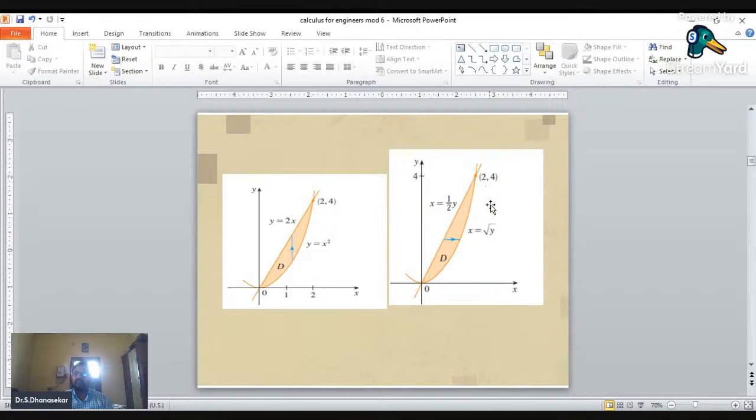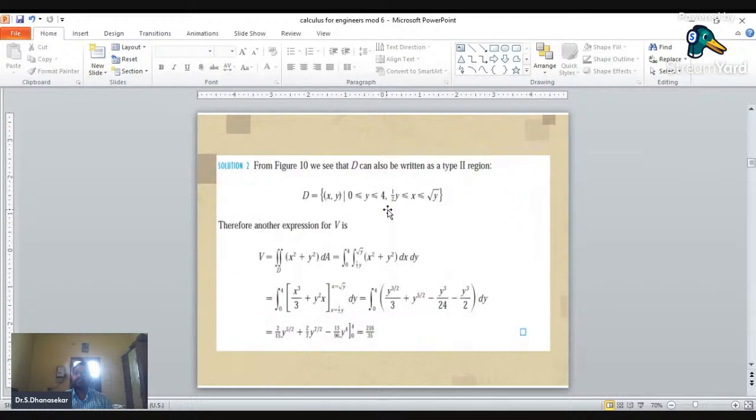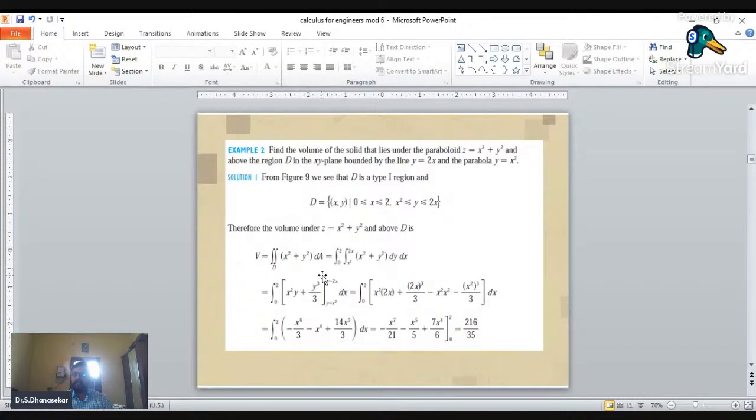When I come to dx dy, I have to draw a horizontal line. If I draw a horizontal line, you see that it starts at this curve and ends at this curve. So my x is equal to 1 by 2 y, and x is equal to root y. At that time, my y varies from 0 to 4. That's what is given in this one: 0 to 4, 1 by 2 y to root y, x square plus y square. You see that, right? 0 to 2, x square to 2x.